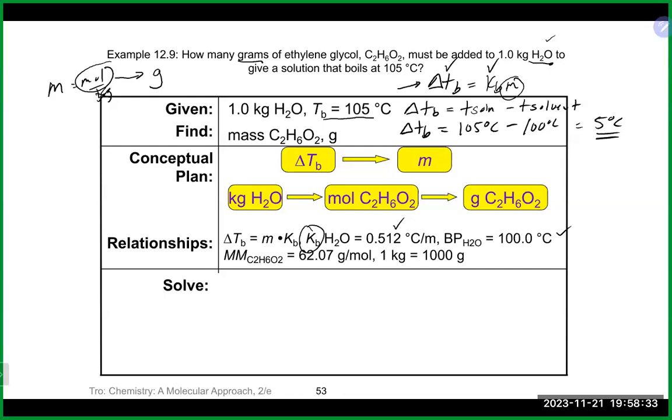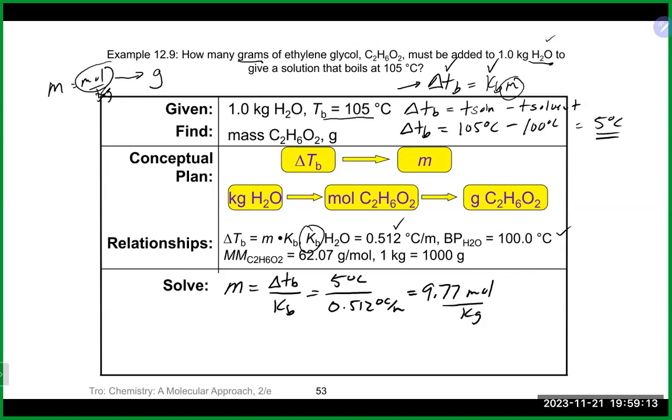Yes. So again, that's why it's really important to think about that change versus the actual temperature where it boils or freezes. Any questions on that there? Now that we have that, we have what we need to solve for m, which is the change in the boiling point temperature divided by the Kb. That is going to be 5 degrees Celsius divided by 0.512 degrees Celsius per molality. 5 divided by 0.512 gives us 9.77 moles per kilogram, our molality.